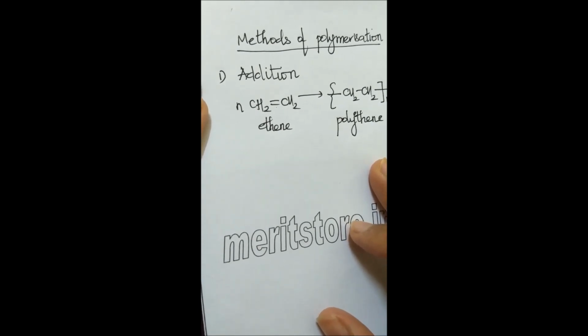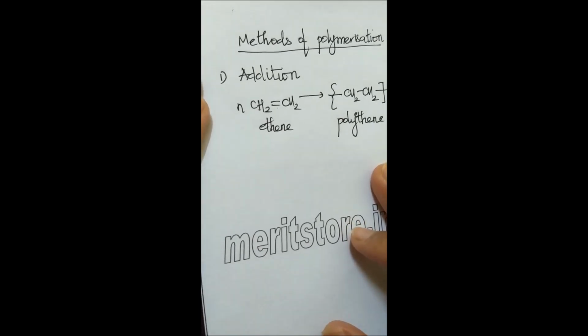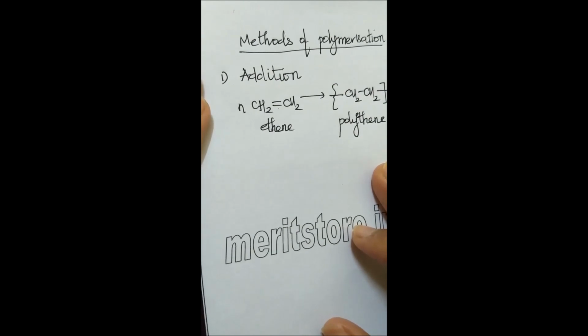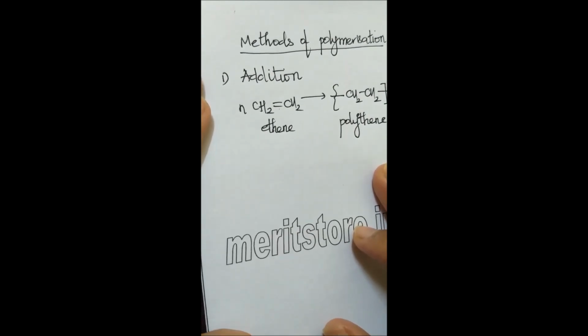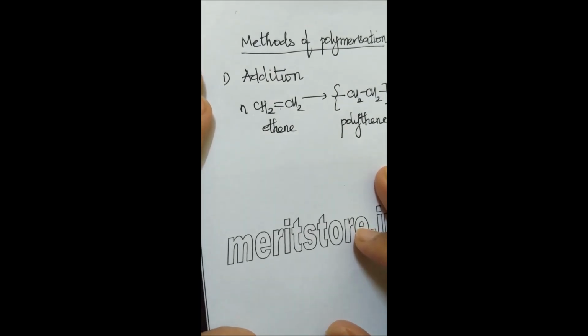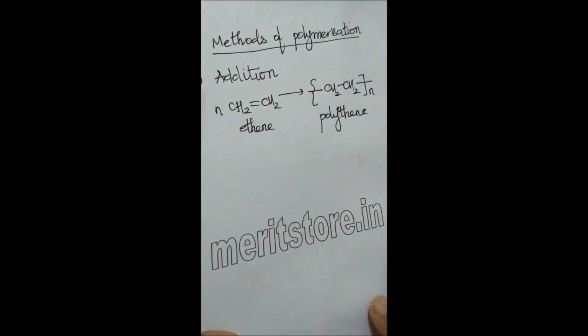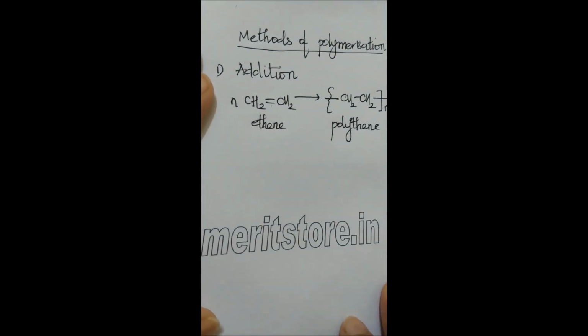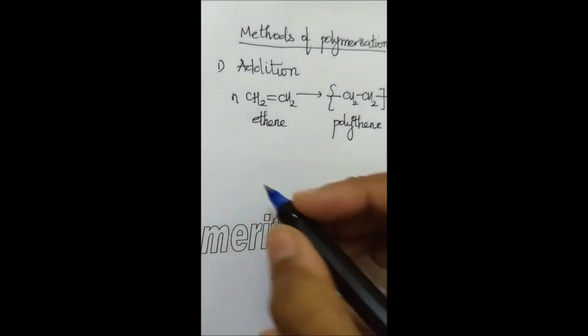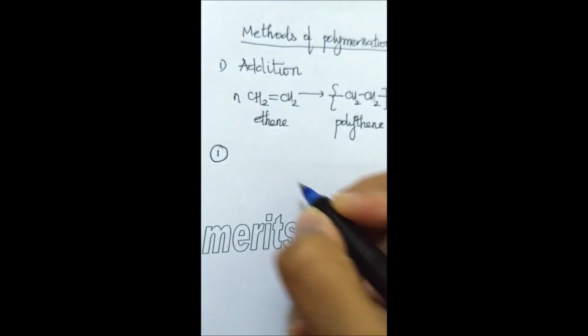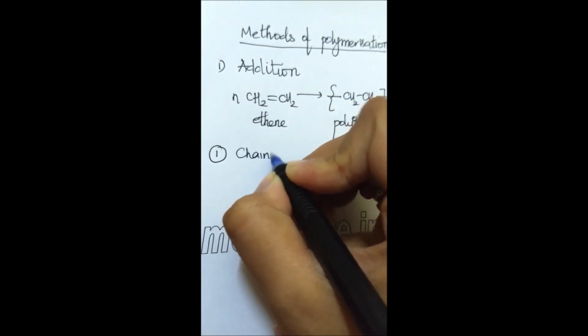Chain growth polymerization follows a free radical mechanism. This type of polymerization is initiated by an organic peroxide which decomposes to give free radicals. Let us look at the steps. The first step is chain initiation.